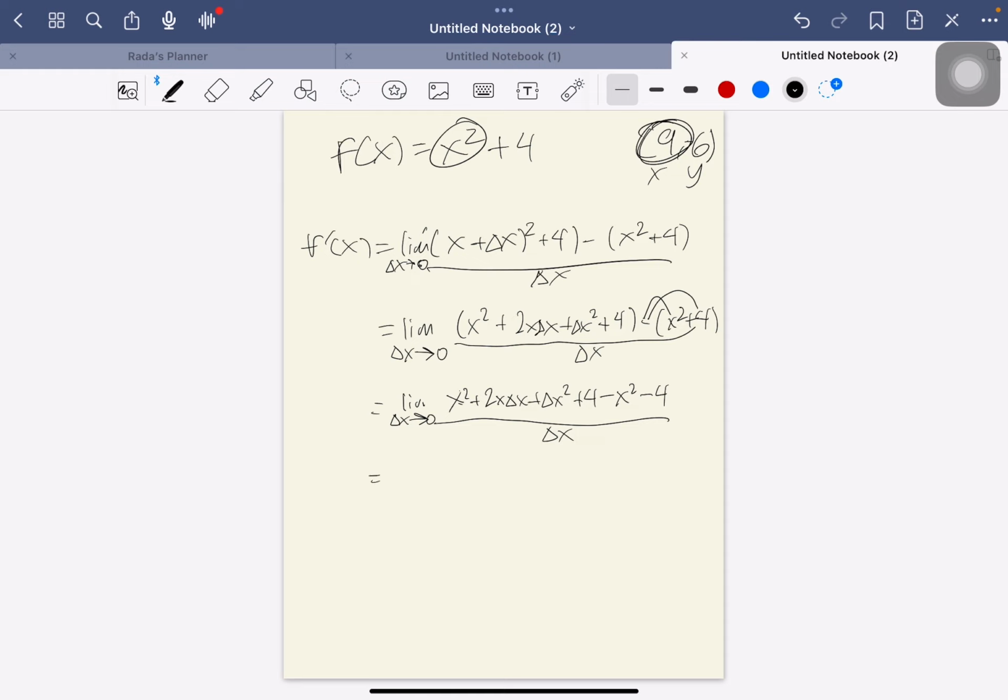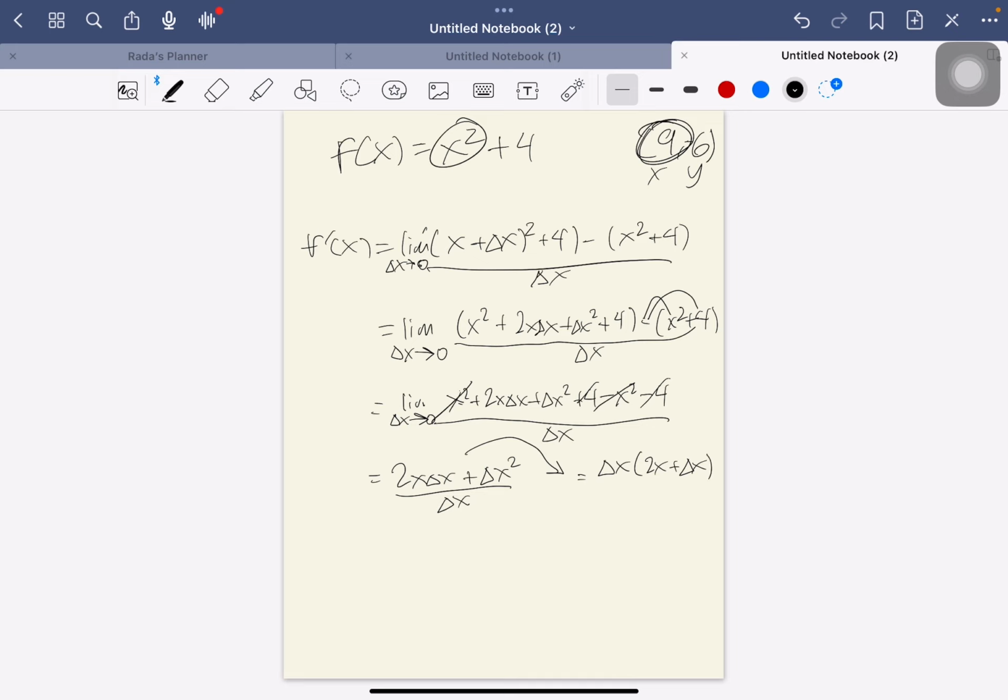So we combine like terms. Positive x squared minus x squared is just 0, so cancel them out. Then positive 4 minus 4 is just 0, so cancel. So what we have left is 2x delta x plus delta x squared over delta x. So we factor out delta x to cancel out the delta x at the bottom. So it will become delta x times 2x plus delta x.